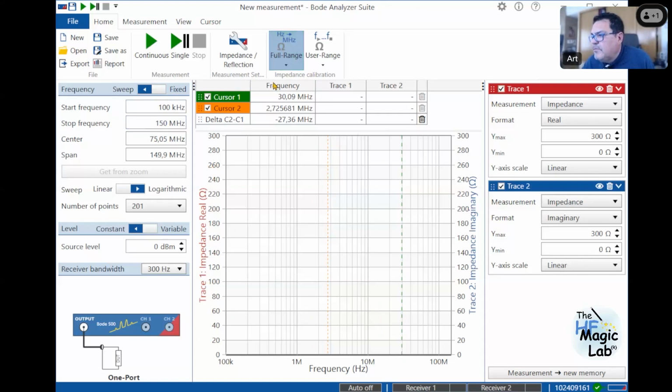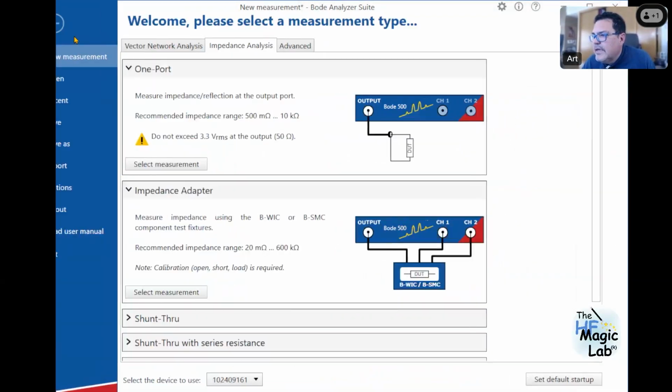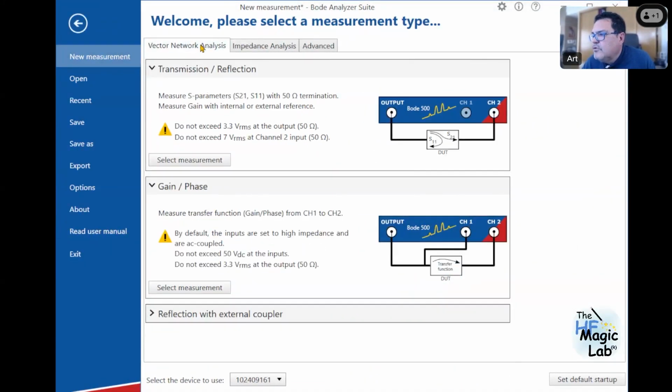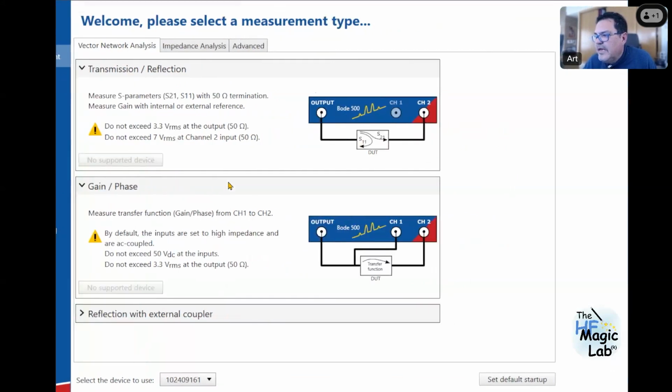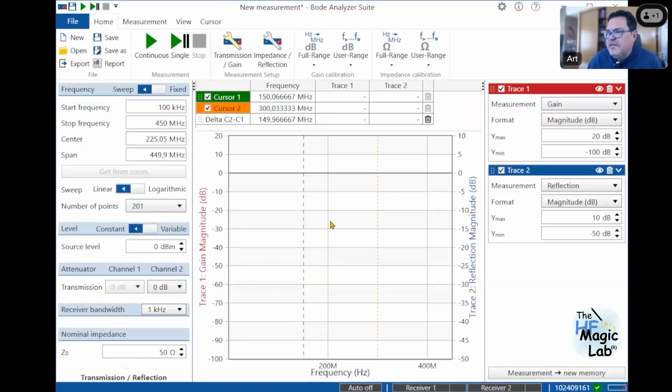We perform a new calibration, and no, sorry, I am in the wrong measurement. We go to the vector network analysis. We select the transmission reflection. You can see here the block diagram. We excite the network with port number 1, and we receive the signal in port number 2. Sorry, I had to select the measurement in the analyzer.